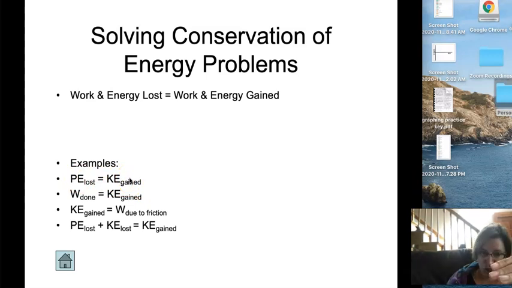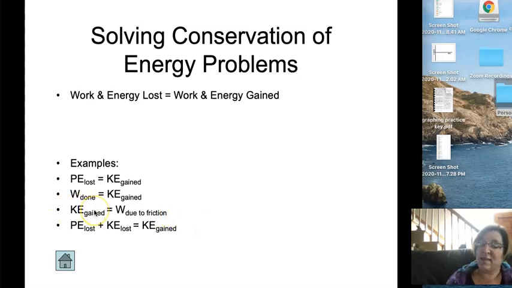Okay, what if there's work done? For example, let's say you're pushing something and giving it speed, right? So you're applying a force for a certain amount of distance, that's work done, and then you're causing something to gain speed. So the work that you do in pushing that object will equal the KE gain. So for example, if you did 10 joules of work pushing the object, it would gain 10 joules of kinetic energy.